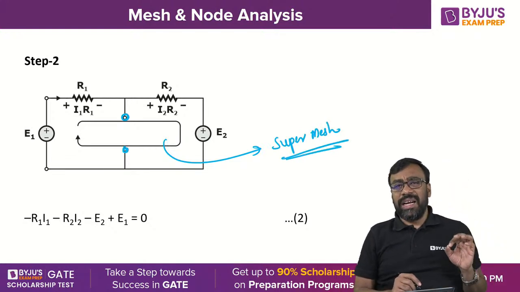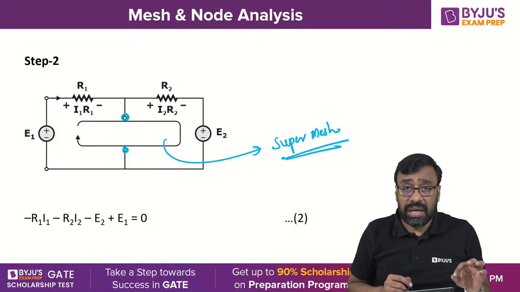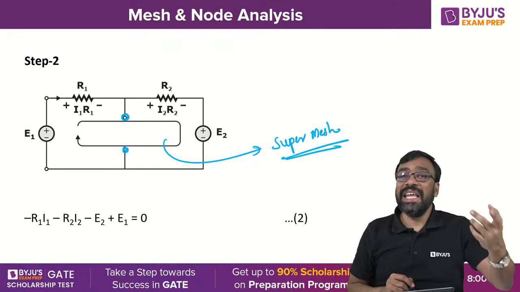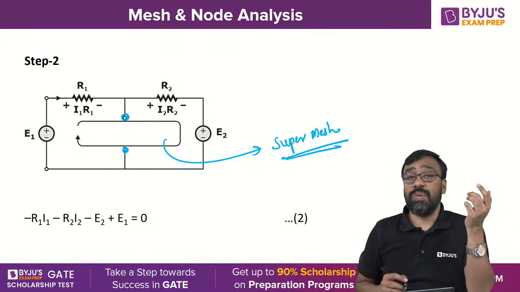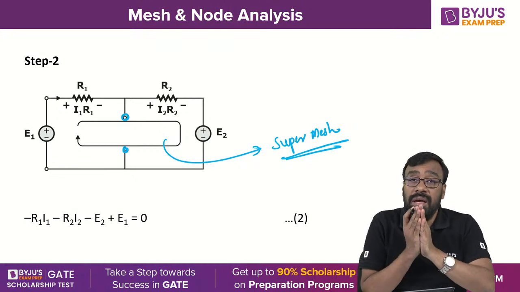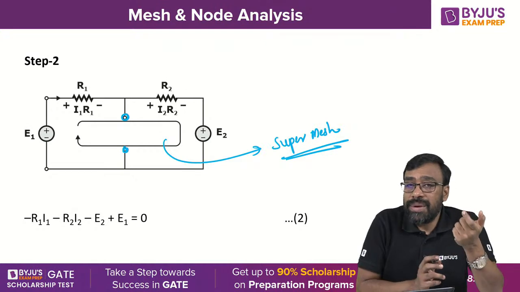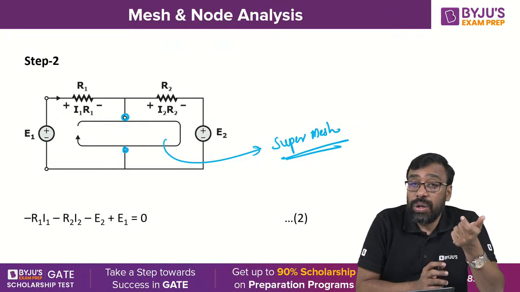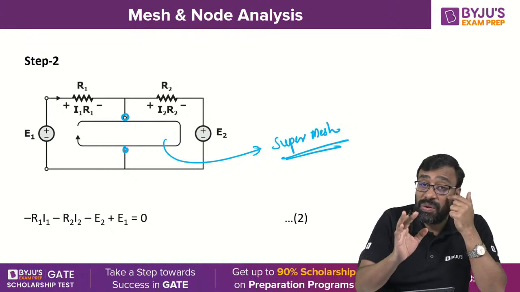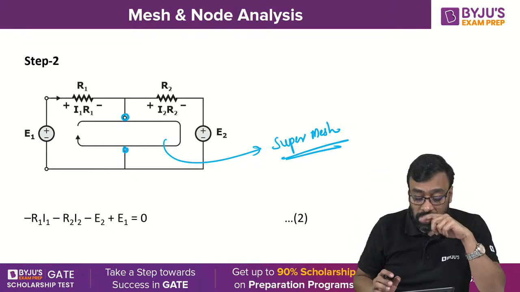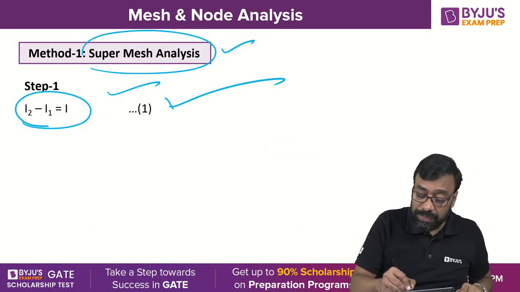Now, to get the second equation, you apply Kirchhoff's voltage law in the supermesh, by maintaining the previous branch voltages. Previous branch voltage means what? Prior to the replacement of the current source by its internal resistance, whatever branch voltages were maintained across the resistors, you maintain the same voltages. This is the principle of supermesh analysis.